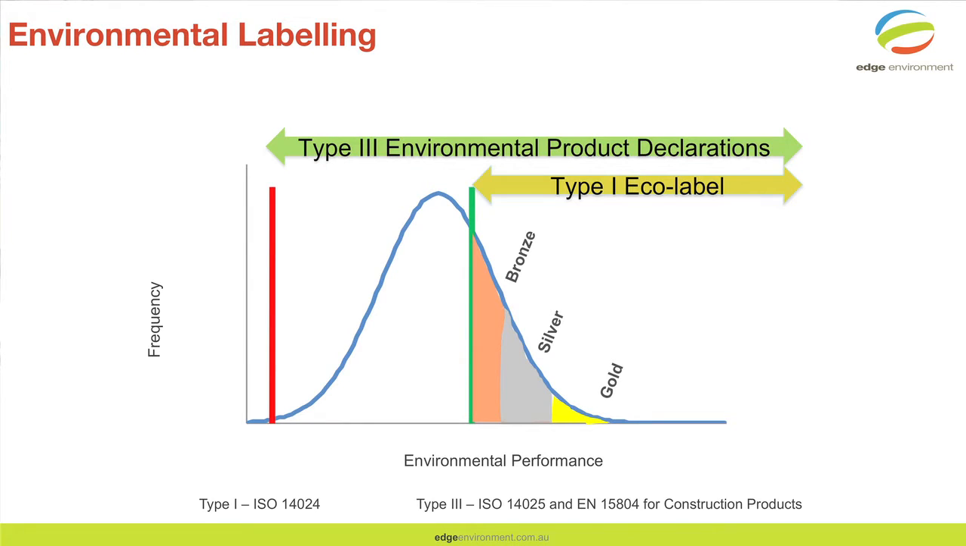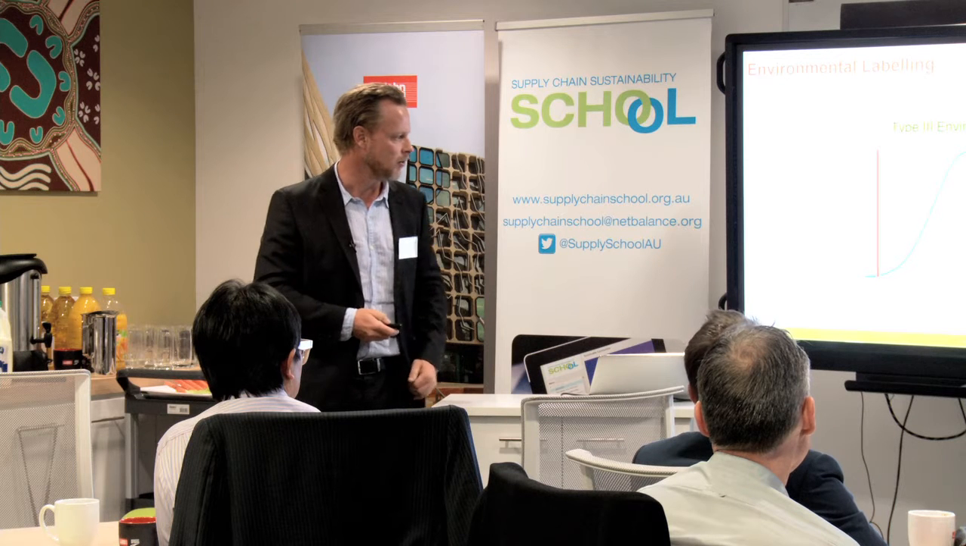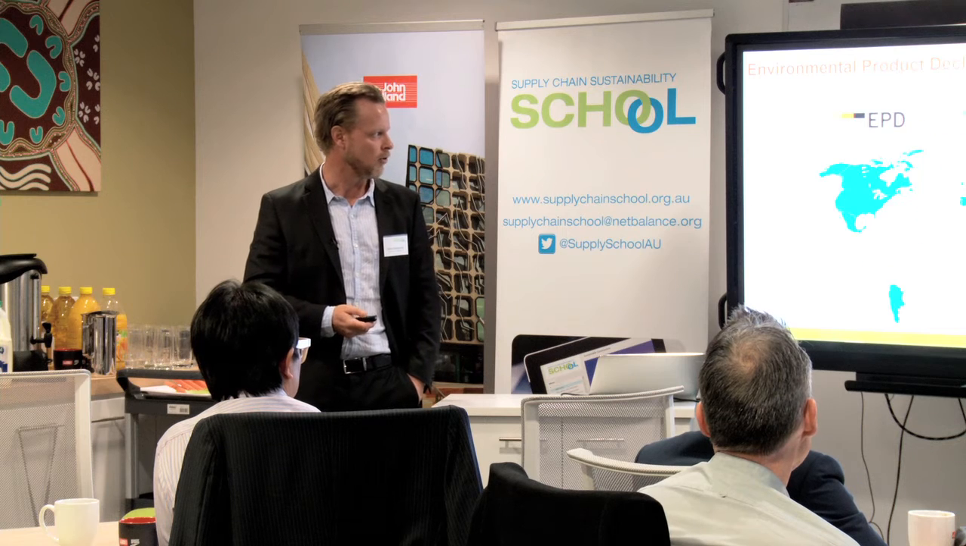Now, to put it in context here, the Type 3 Environmental Product Declaration doesn't say preferable or non-preferable. It covers all fit for purpose and legal products. And then you have the role of the Type 1 eco-labels, which look at the high end of the market where you have high performance. So those are the Type 1, Type 3 language around.